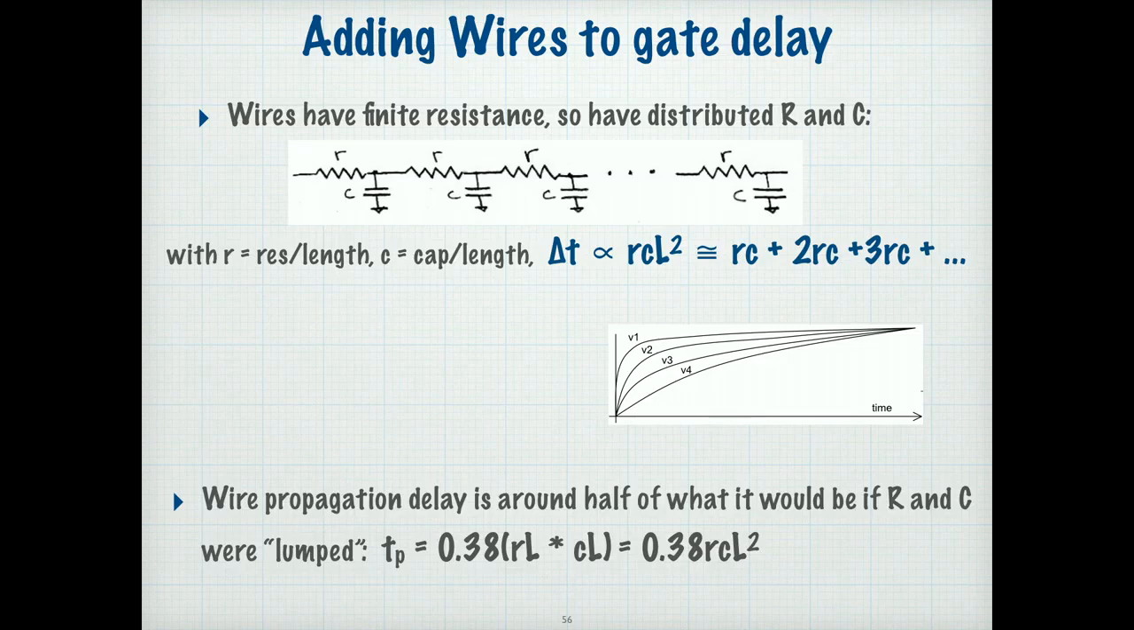So the propagation delay for just the wire with its self-loading is 0.38 times the unit resistance times the unit capacitance times the length squared. Okay, so that's something we're going to need in a minute. That's why I thought I'd tell you that.